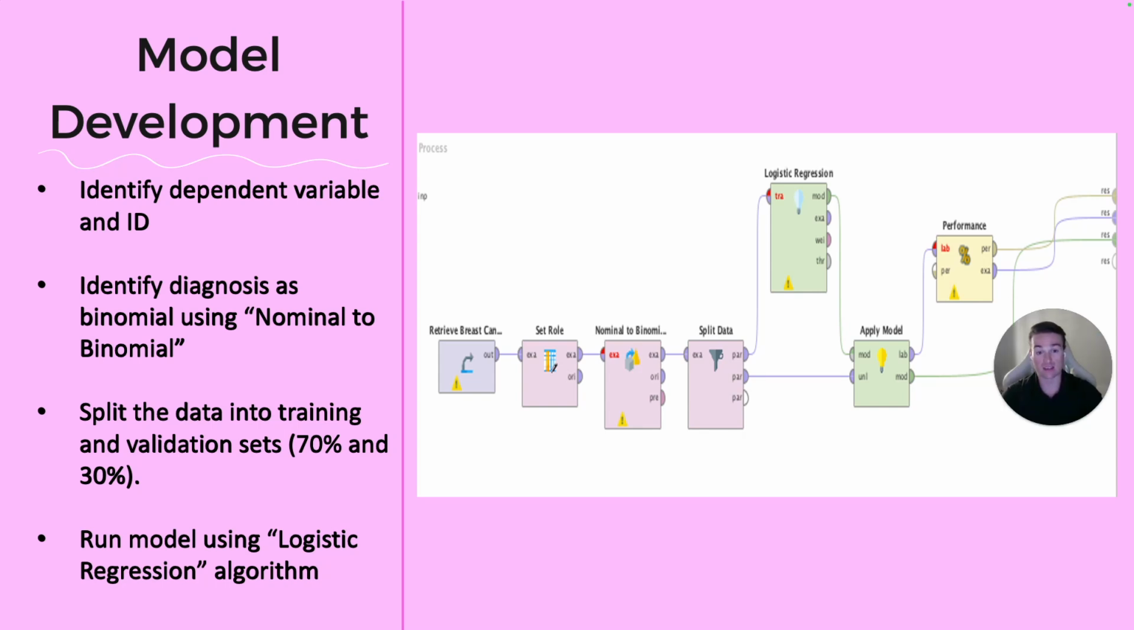Next, I needed a validation set and a training set of data, and I used the split data operator to do so that we could have our logistic regression be trained and then validated based off of the training to give us our best results. Finally, I inserted the logistic regression algorithm with apply model and performance, and I ran the model to see what results I would get.